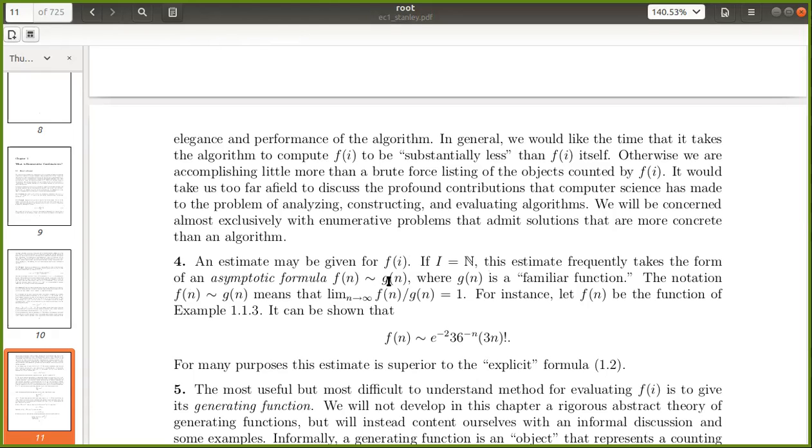So if, let's say, the indexing set I is n, this estimate frequently takes the form of an asymptotic formula, Fn being approximated by Gn, where Gn is some familiar function. What's the advantage of such a Gn? If you're working with a familiar function, you would know many more techniques to work with it, and you may have more information about such a formula. So you would know how to deal with it better.